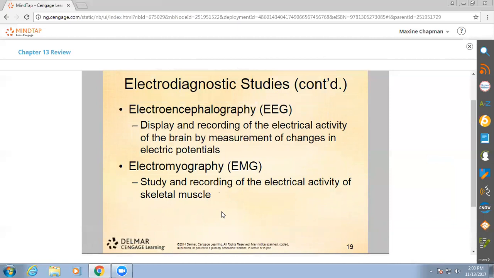EEG is display and recording of electrical activity of the brain. It measures the changes in electric potentials. It can help diagnose seizure disorders, brain tumors, epilepsy, and other diseases, and injury to the brain. Sometimes they'll use it intraoperatively when they're doing some cranial or spinal procedures.